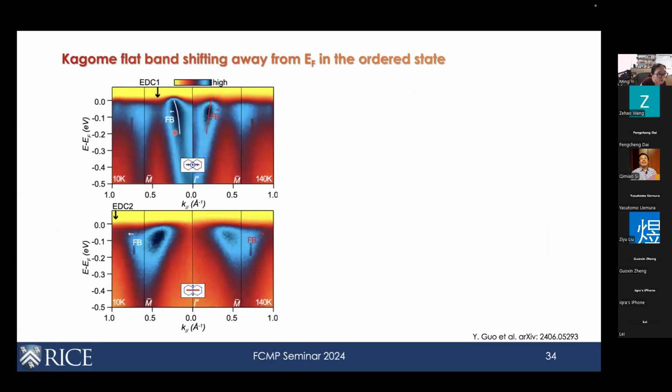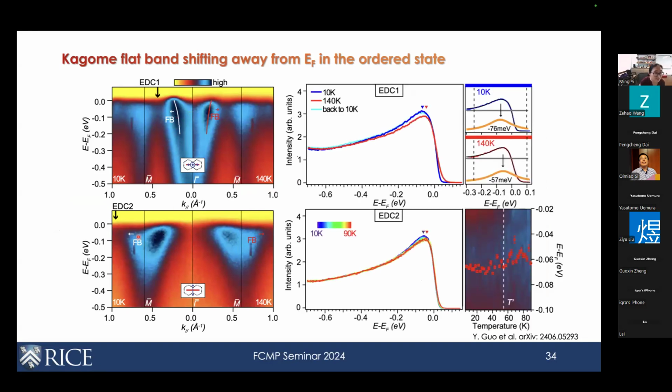And what's interesting is that as you raise the temperature from 10K, across the ordering temperature, to 140K, you can see the location of this hybridization kink actually shifts towards the Fermi level. You see that in multiple cuts. Another way to see this is by looking at the EDC at a location where you can only see the flat band. That is a peak right here. And as you warm up from 10K to 140K, you see the peak actually shifts towards the Fermi level, right?